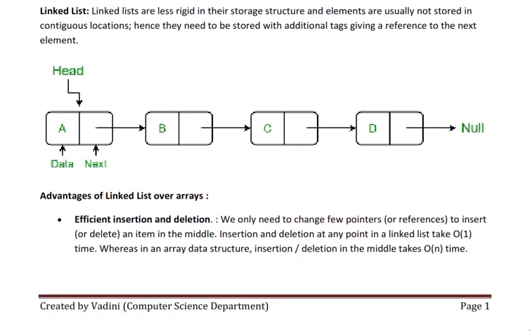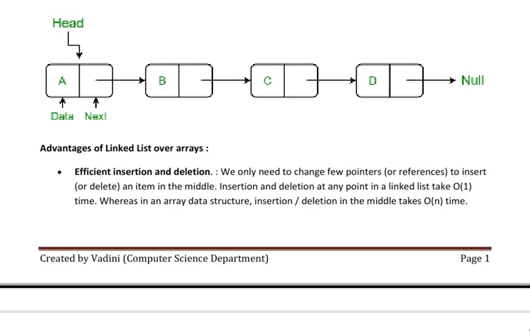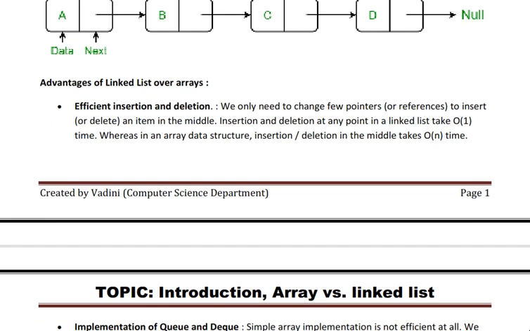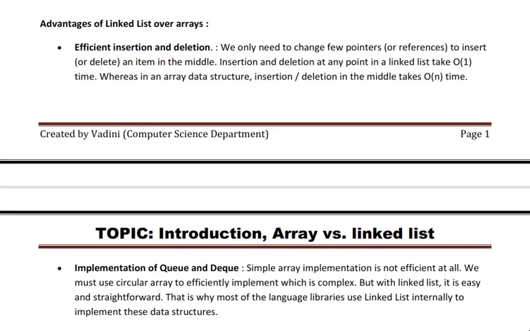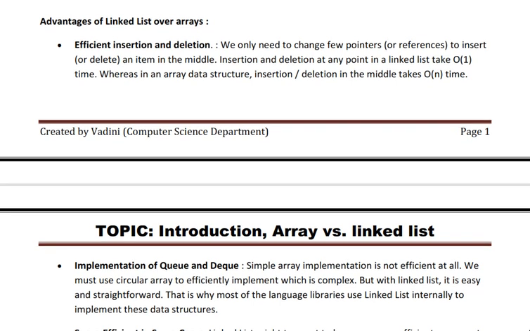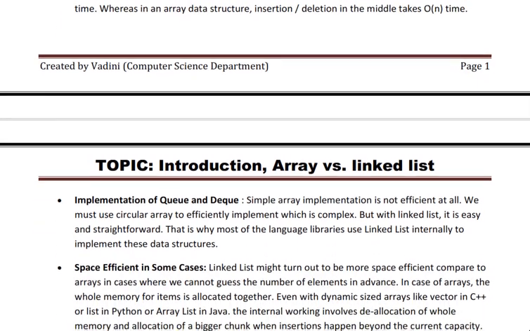Let's see the advantages of the linked list. First is efficient insertion and deletion. We only need to change a few pointers or references to insert or delete an item in the middle. Insertion and deletion at any point in a linked list take O(1) time, whereas in an array data structure, insertion and deletion in the middle takes O(n) time. So n is the worst-case time complexity.